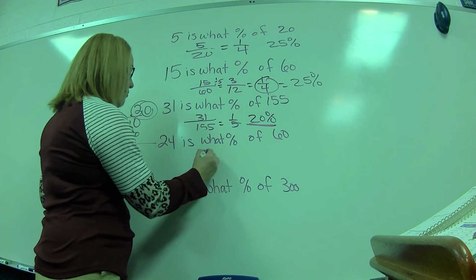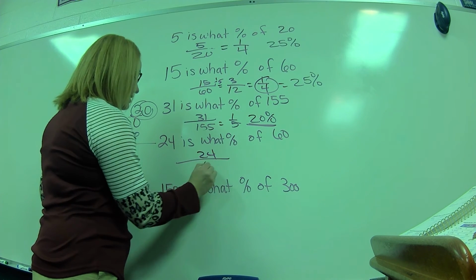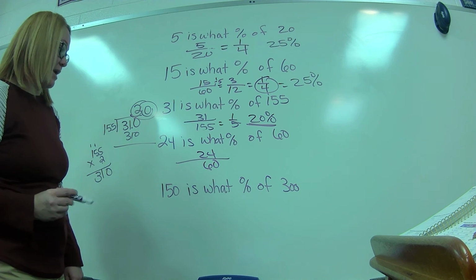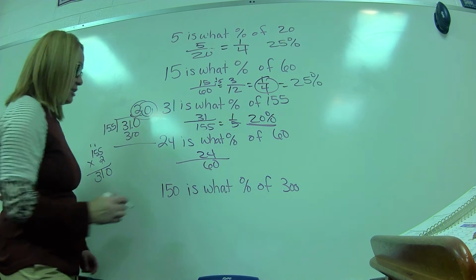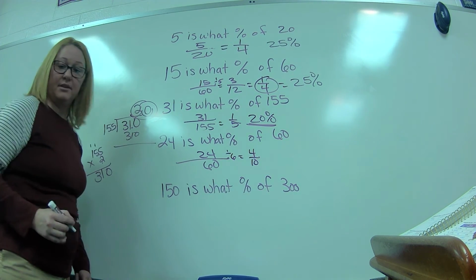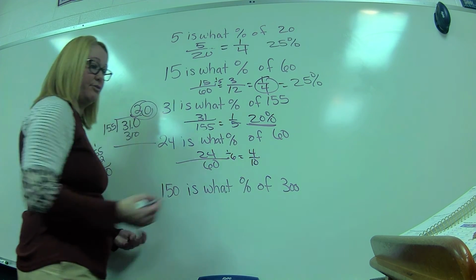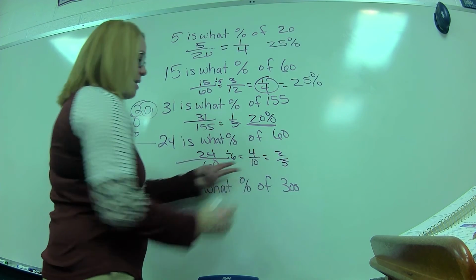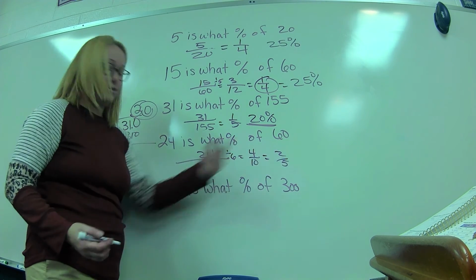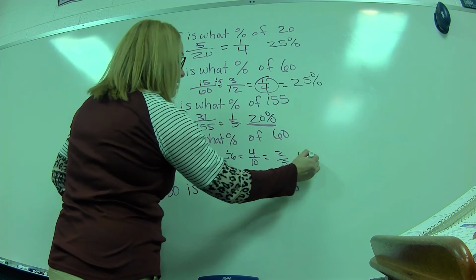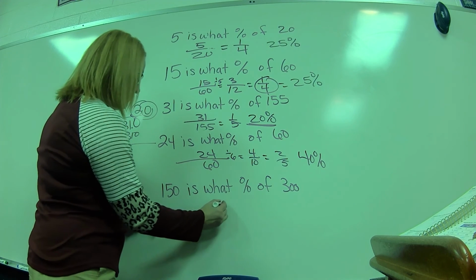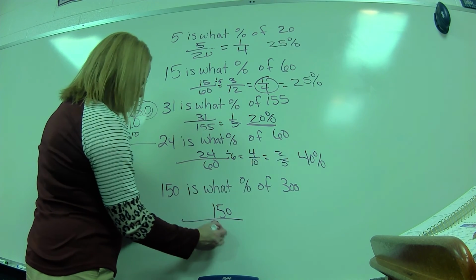All right, here we have 24 is what percent of 60. So we put 24 over 60, and we can reduce this by 6. I'm going to get 4/10. I could continue to reduce that to 2/5, or I could stop right here because 10 goes into 100 10 times, and 10 times 4 is 40. What if I reduce this to 2/5? I still get 40%.